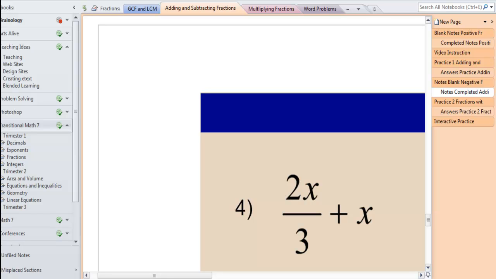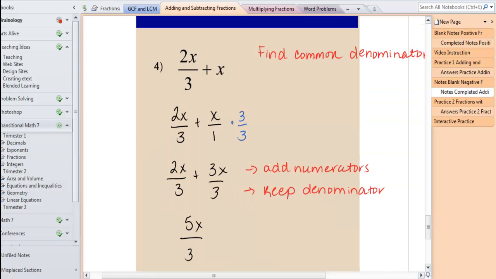This problem is similar to the last, so I'd like you to pause the video, try this, and see how you did. I'm going to show you both techniques again. In this first technique, I'm just getting the common denominator, so I'm using the second technique I showed you before. So I'm getting a common denominator of 3. Remember that I have to put x over 1 before I do that. I get a common denominator of 3 by multiplying 3 over 3 times x over 1. I get 2x plus 3x over 3, and that equals 5x. Add the numerators, keep the denominator.